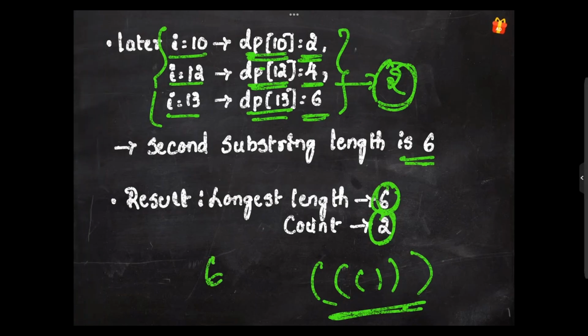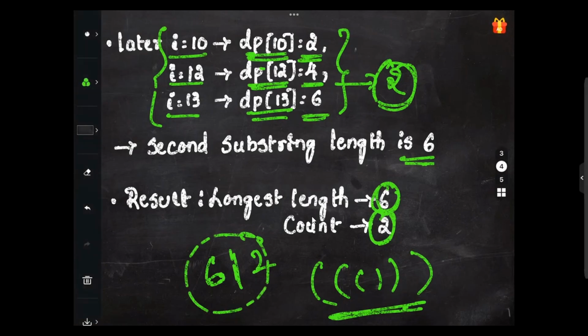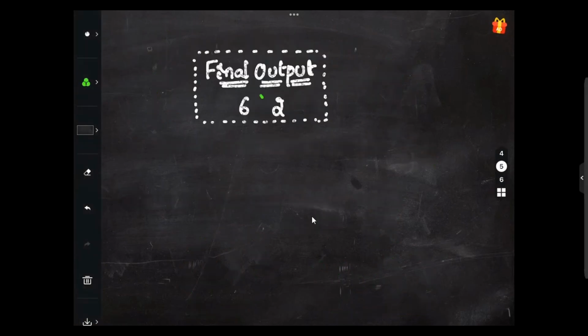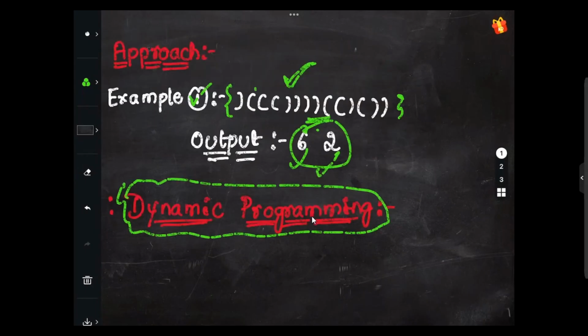So the final output is nothing but, we have to go with the length along with its count, space along with its count. This is nothing but 6, space, and 2, right? So the final output that we got here is 6 and 2, which is equivalent to the output that they have shown for example 1 within the question, right? So this is fine, I believe.